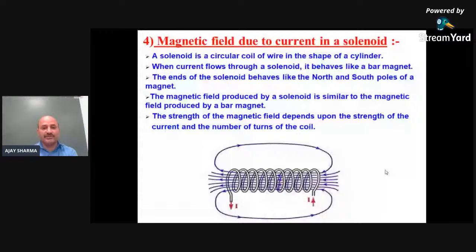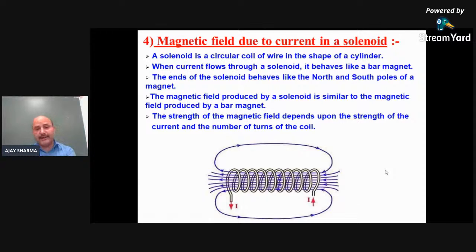Now you can see the next point. The magnetic field produced by a solenoid is similar to the magnetic field produced by a bar magnet. So the pattern is the same. The strength of the magnetic field, this is very important, depends upon the strength of the current. So it is very, very important to note down that the strength of the magnetic field will depend upon the strength of the current. Greater the value of current, greater will be the magnetic field.